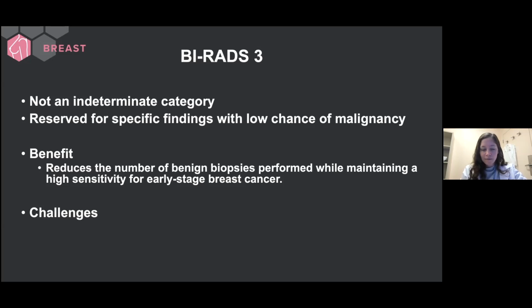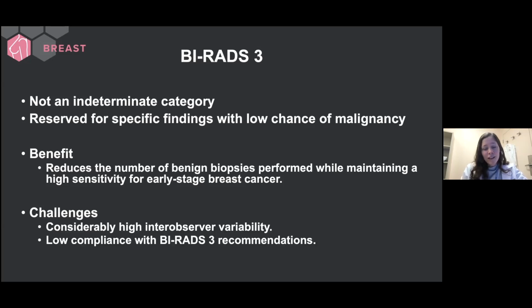I want to just note that there are definitely challenges with BI-RADS 3, and I think anybody who's done any breast imaging can relate to this. The 2 main ones are first that there's quite a high inter-observer variability with using BI-RADS 3, and I'm hoping that this talk will help to maybe decrease that among the people that are watching, because we really should only be using it for specific imaging findings, but there's been several studies showing that even among breast radiologists, there's a lot of variability in how BI-RADS 3 is used.